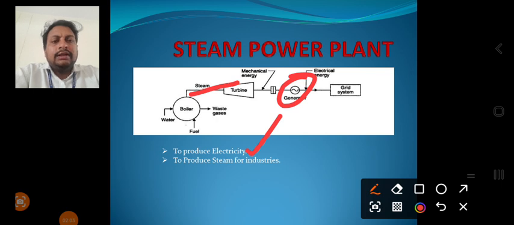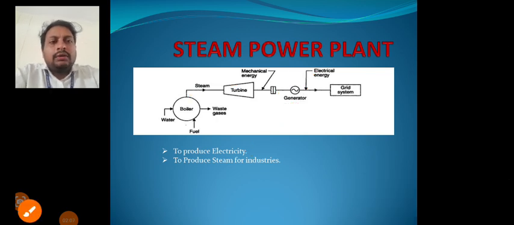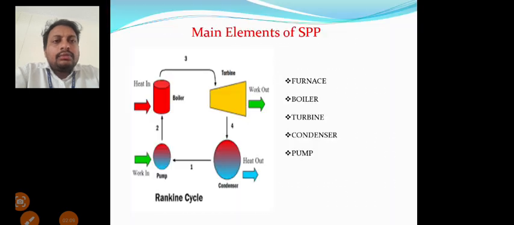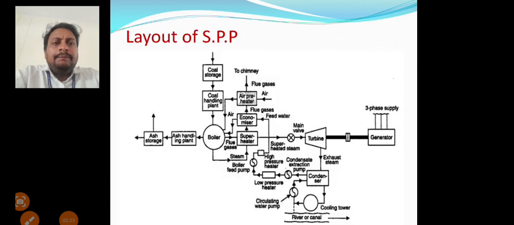So the main elements of the steam power plant are the furnace, boiler, turbine, condenser and pump. These are the main elements of the steam power plant. Now we are going to see the various circuits of the steam power plant. So this is the layout of the steam power plant.